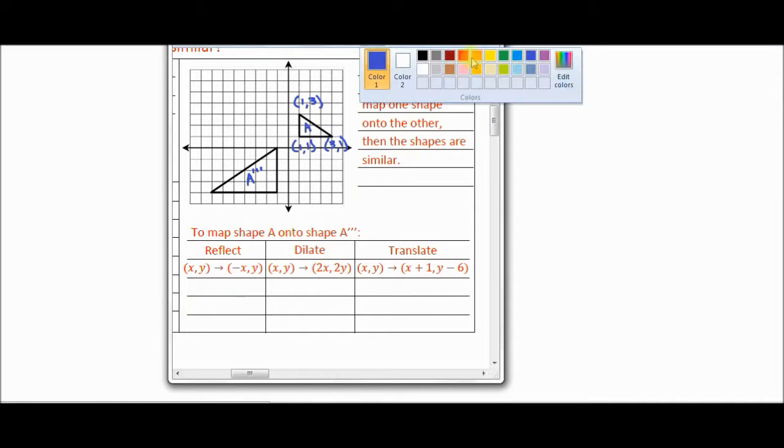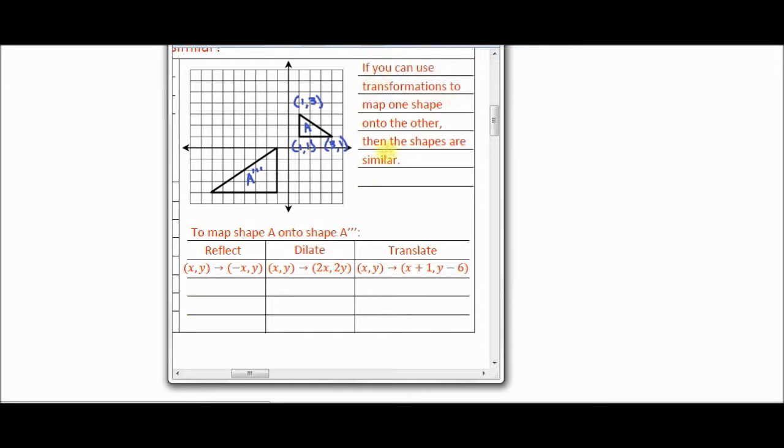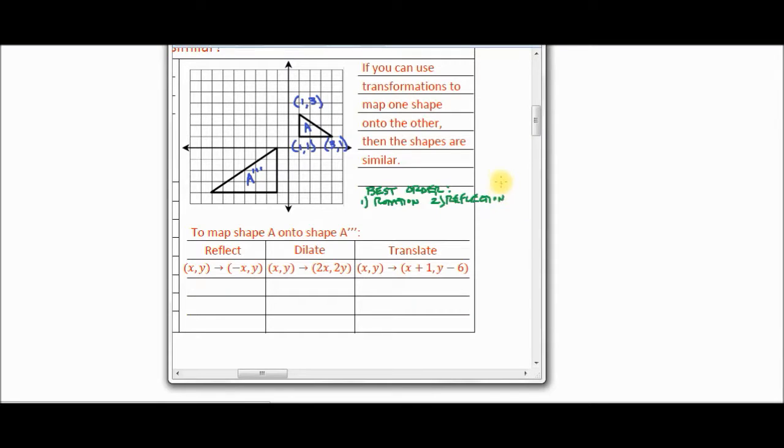Now I'm going to give you guys a little tip here. I will always do this in a certain order. The best order to try to get from the original pre-image to the image is, I would always try rotation first. Next I would try reflection. Next I would do dilation. And the last thing I would always do is translation. This makes it a lot easier for me to get from one shape to the other.